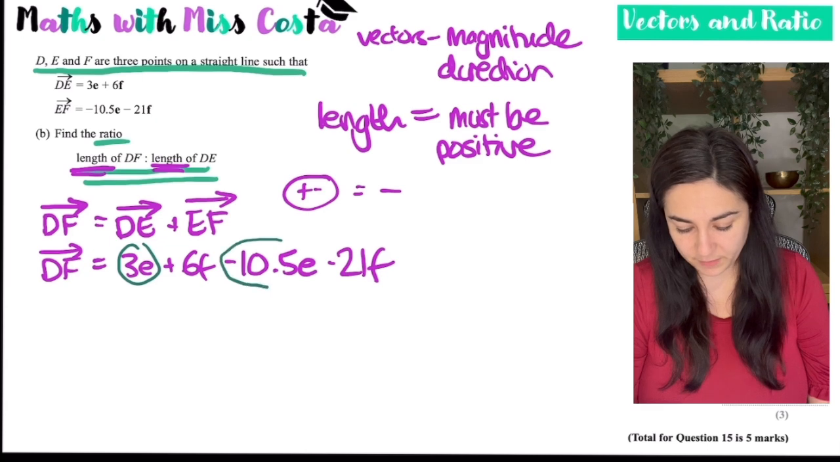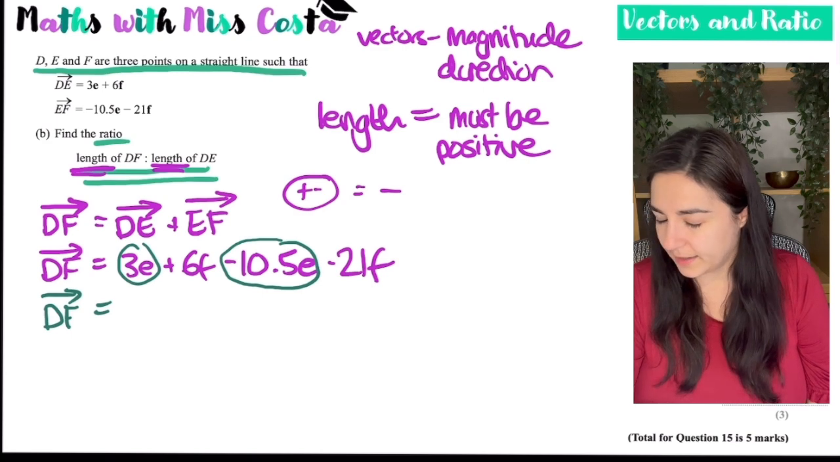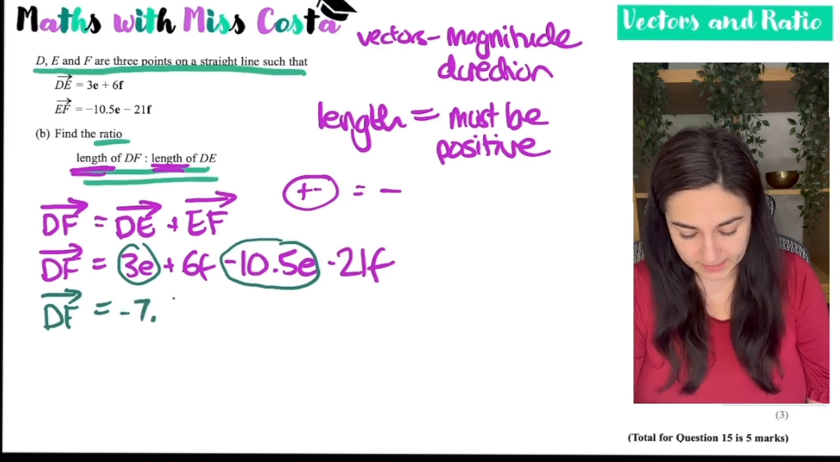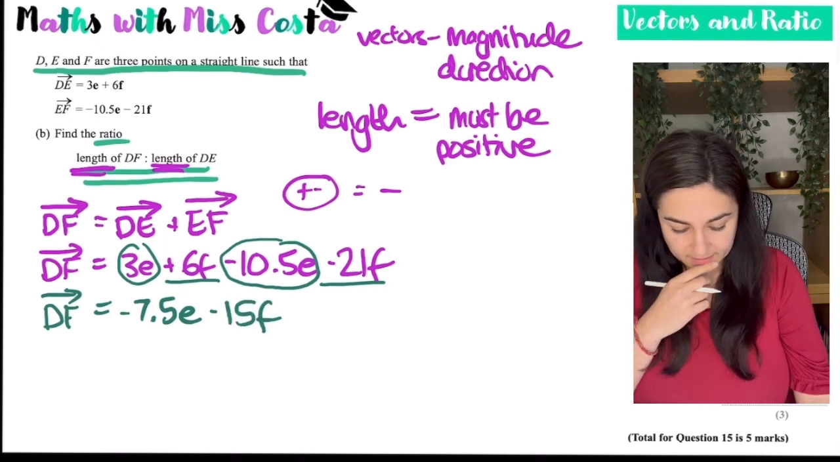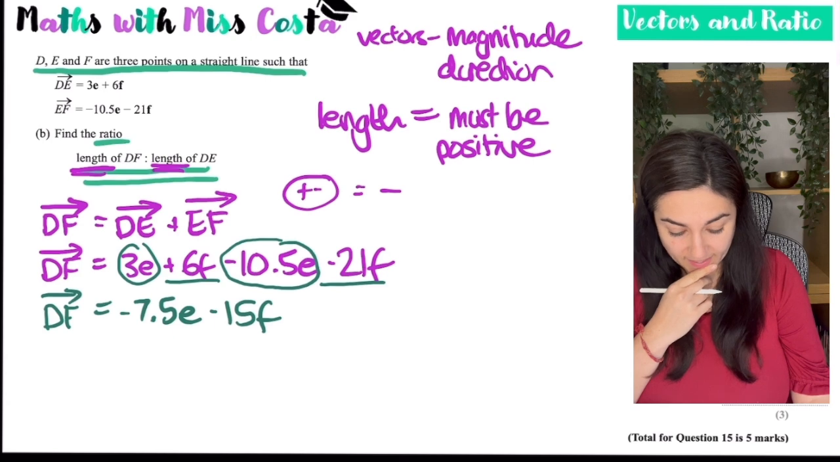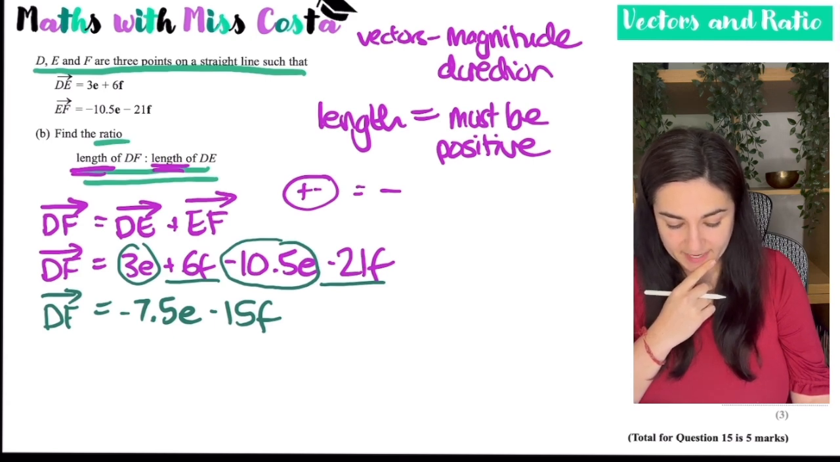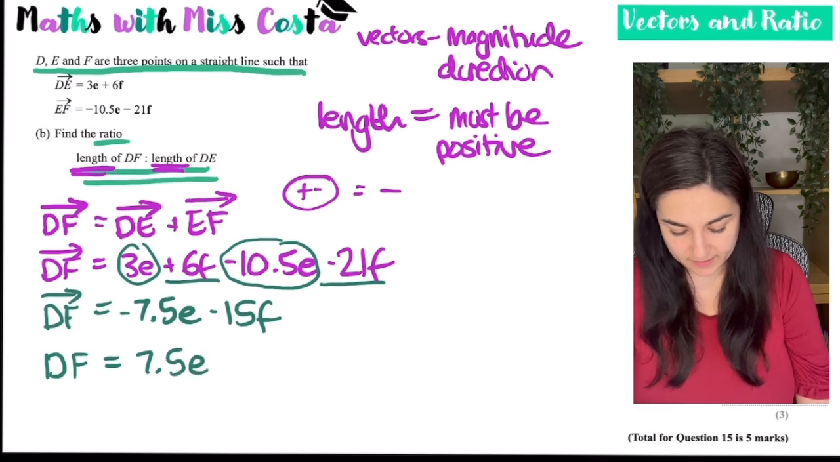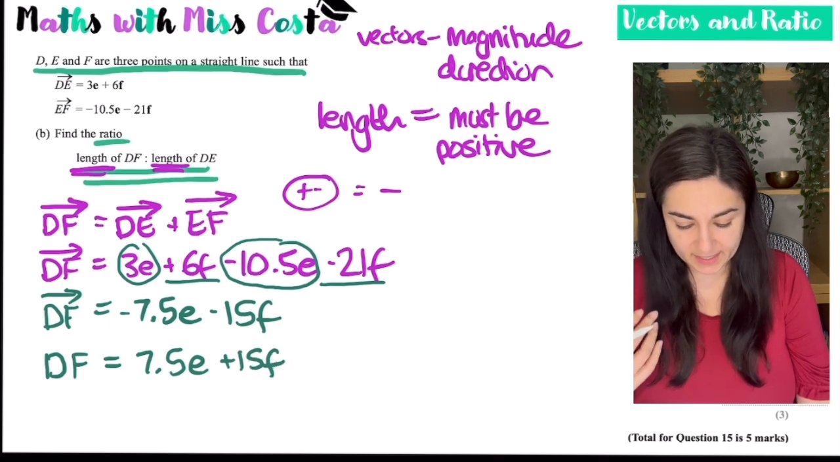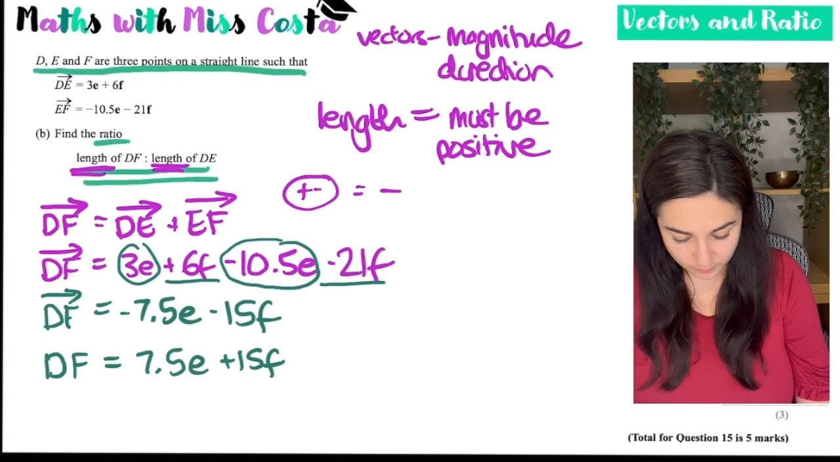So let's simplify that. 3e minus 10.5e is going to become minus 7.5e, and then 6f minus 21f is going to be minus 15f. So DF, the vector, is minus 7.5e minus 15f, but as a length, the length DF is 7.5e plus 15f, because it cannot be negative. So the length DF is 7.5e plus 15f.